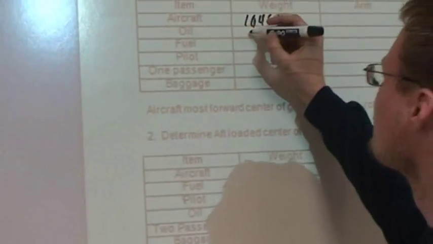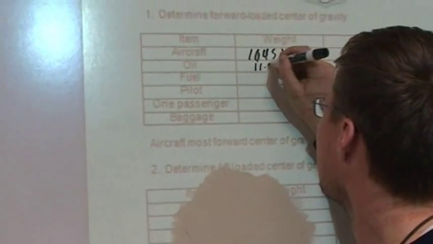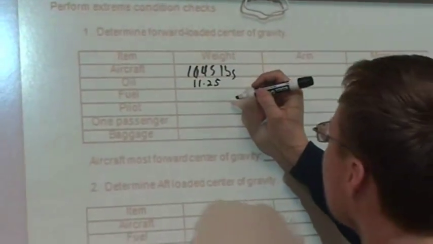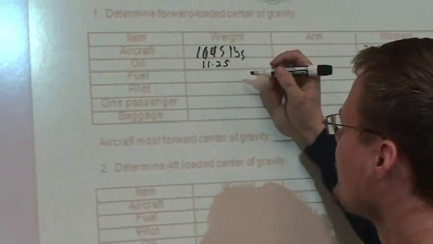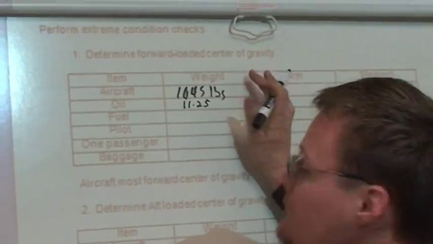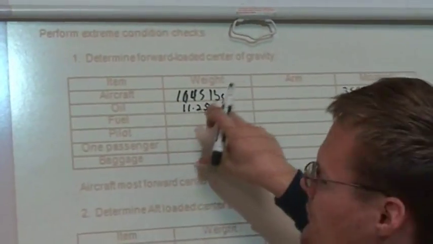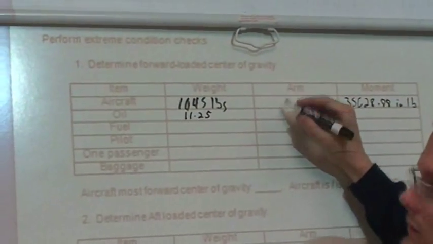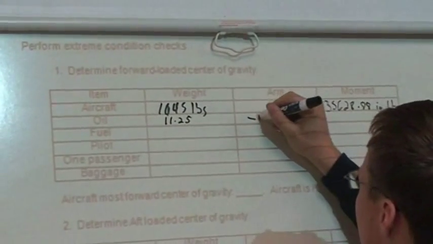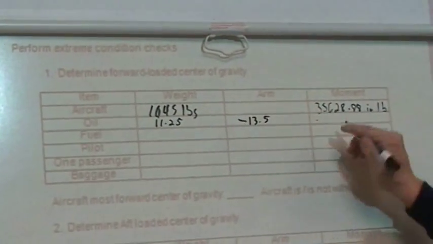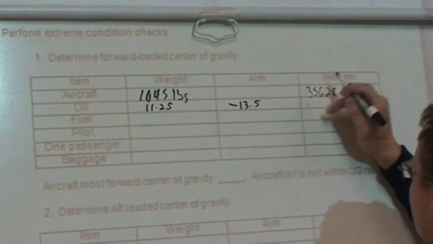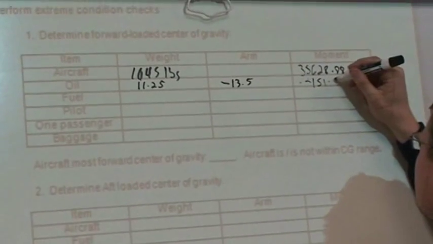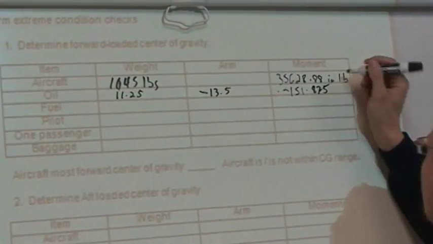Yes, 11.25. So you converted your 6 quarts. We took 6 quarts and multiplied it by the 7.5 standard, per FAA regulations. Was that a negative? No, that's positive. Okay, and the arm for that was minus 13.5. Negative 13.5, and that gave us a moment of minus 151.875.